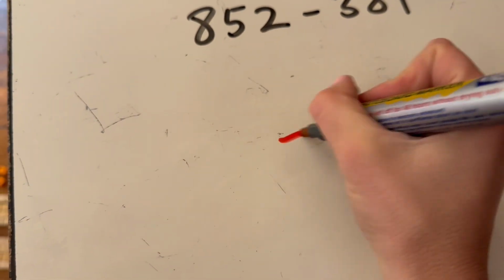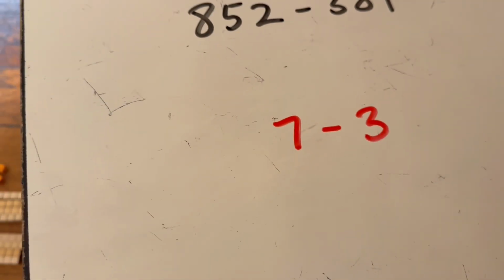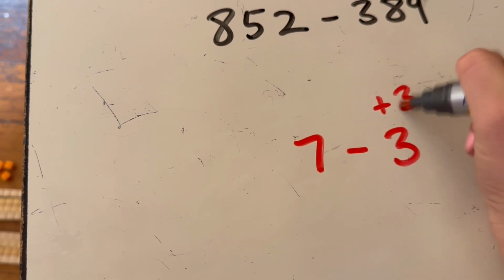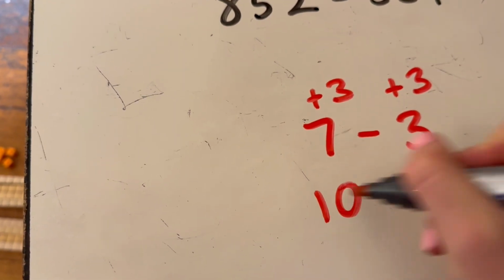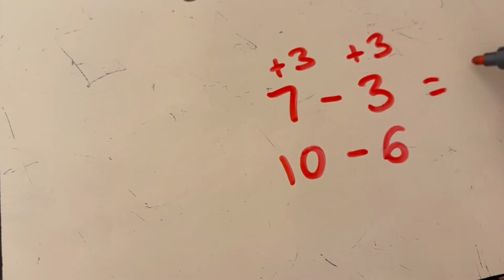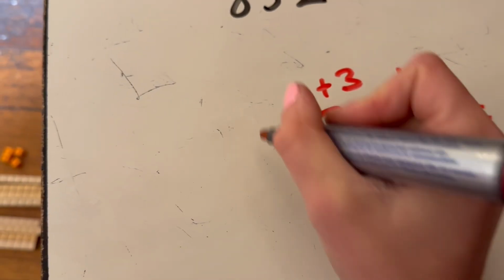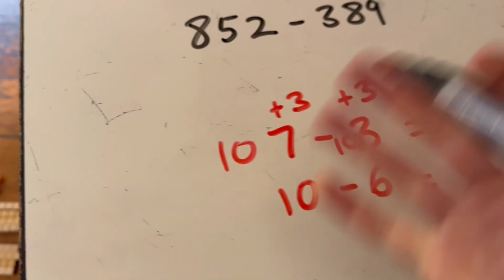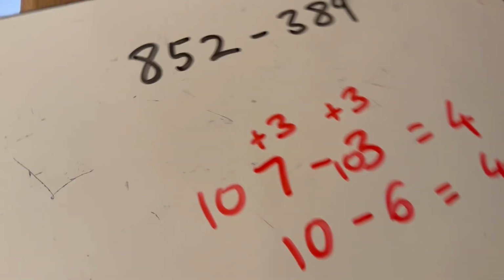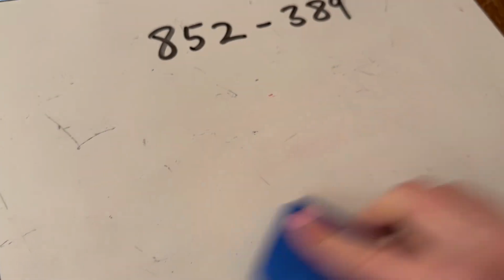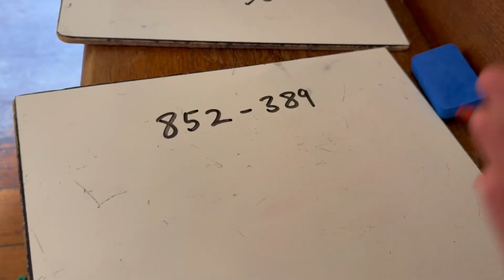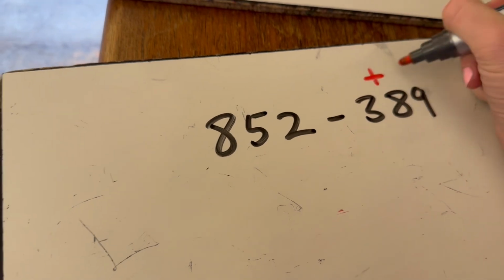The explanation is really, well, 7 take away 3. If you add 3 to both, that's the same as 10 take away 6. The answer's still 4, right? Or even if I added 100 to both, the answer's still 4. Yep. So you need to understand constant difference first, that whatever you do to one, if you do the same to the other, the difference will stay the same for subtraction.